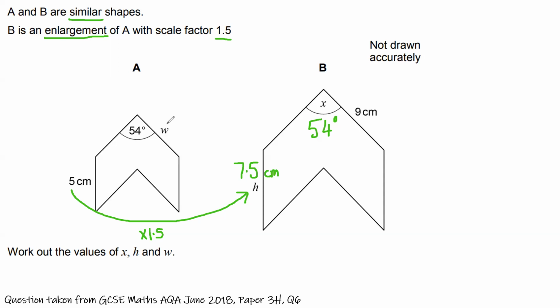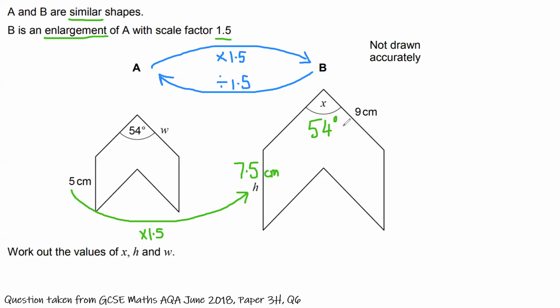Okay, so the next one that we're looking at is we've got W here. With this one, we said that if we were going from shape A to shape B, because it was 1.5 times bigger, we had to multiply it by 1.5. So if we've got a value in shape B, i.e. this 9 centimetres, and we want to go backwards from shape B to shape A, we need to do the opposite. Whereas we times by 1.5 to go from the small A to B, we need to divide by 1.5, i.e. do completely the opposite to go from B to A.